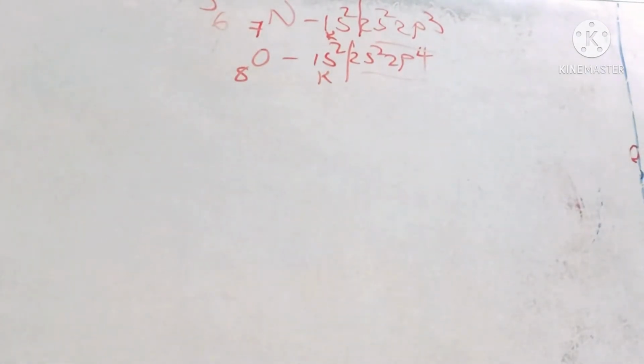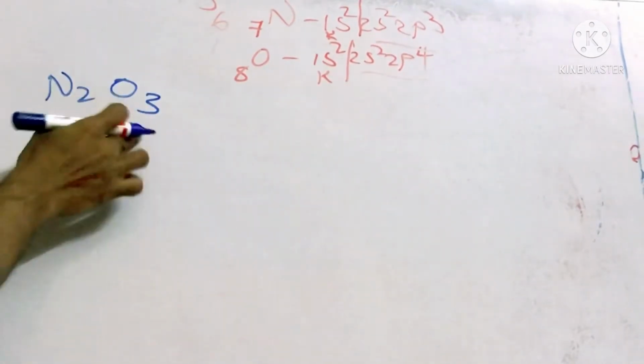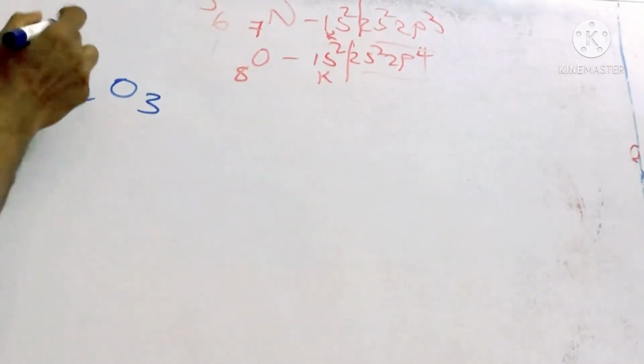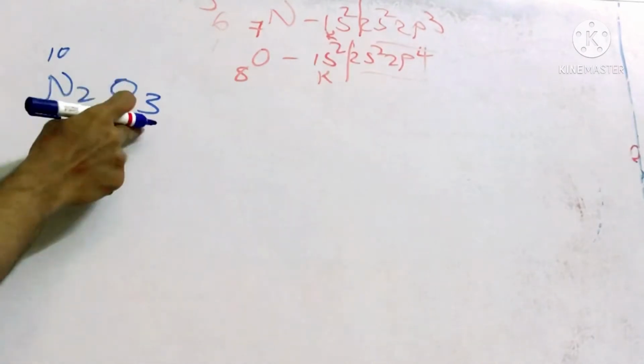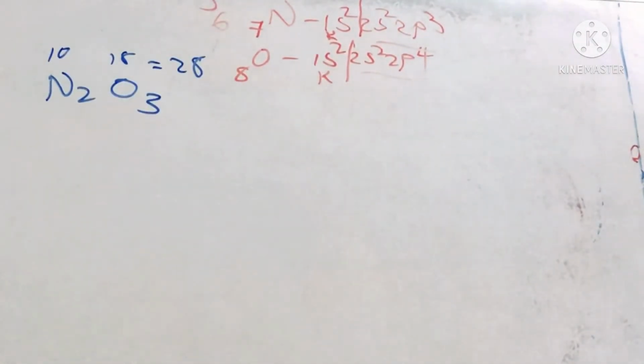The next one is N2O3. As we told, the total number of valence electrons: nitrogen is 5, 5, 10. And oxygen is 6, 6, 6, 18. Total equal to 28 electrons we have. So we now have around 28 electrons.